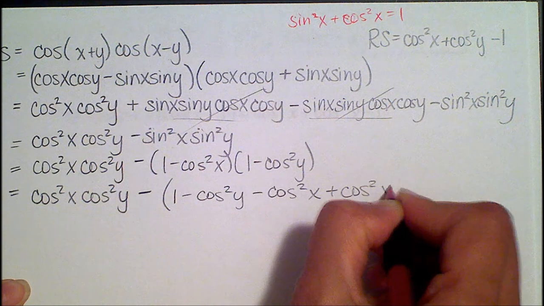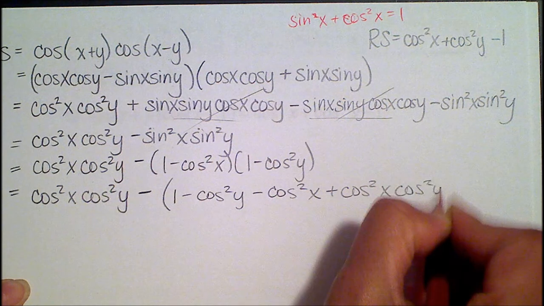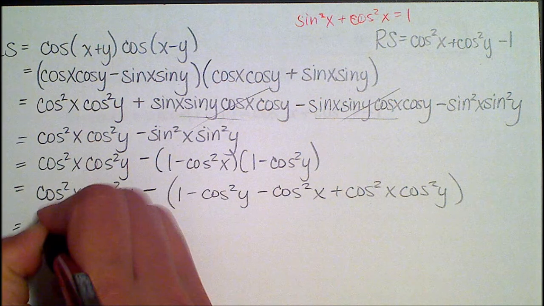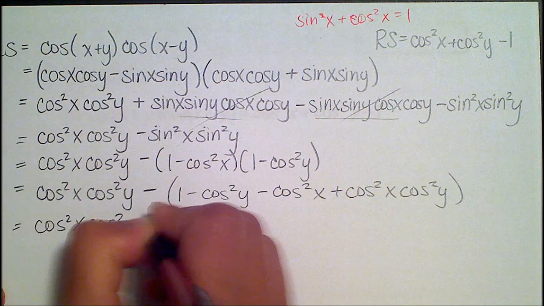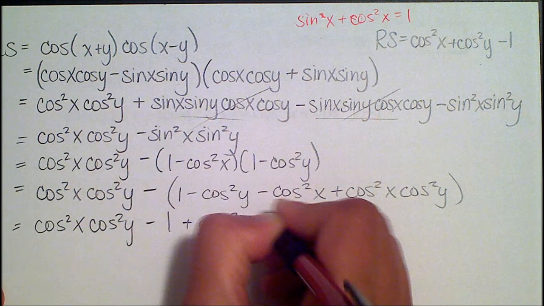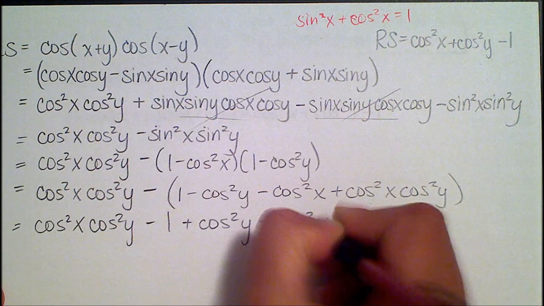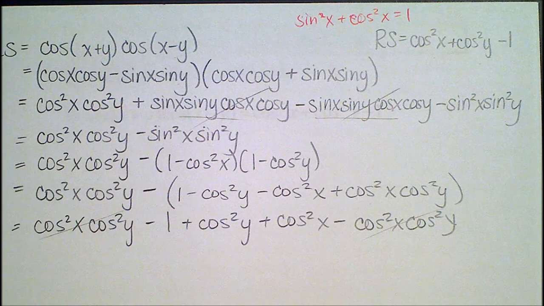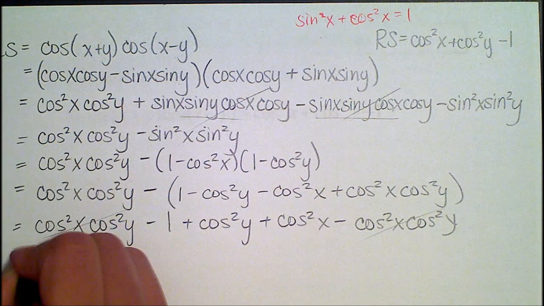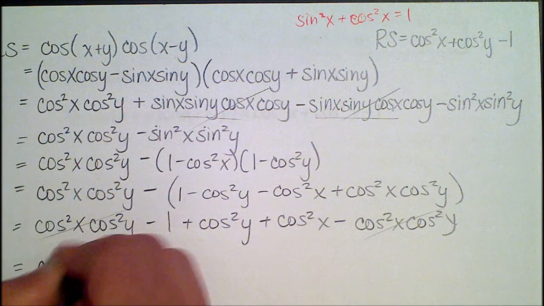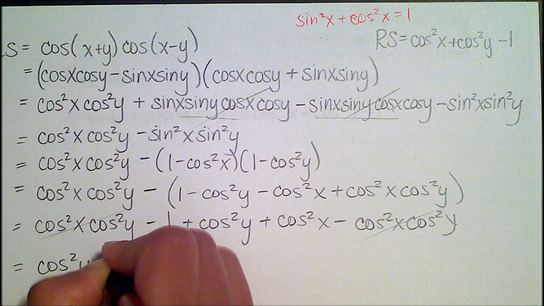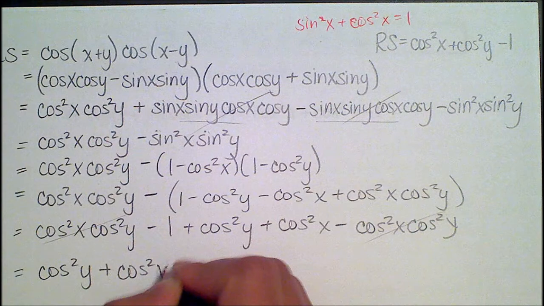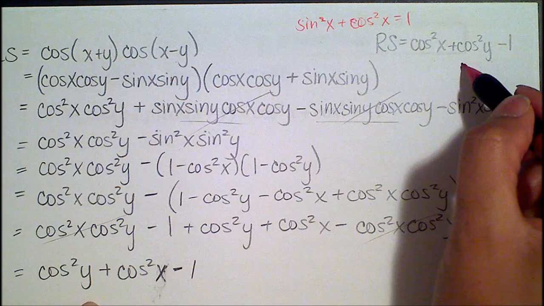And if I simplify this even further, there's no like terms here, so I'm going to expand that negative that's at the front. So I have cos squared x cos squared y minus 1 plus cos squared y plus cos squared x minus cos squared x cos squared y. And you'll notice that this term and this term are exactly the same but opposite signs. And so now all I'm left with is cos squared y plus cos squared x, and then minus 1, which is exactly the same as the right-hand side that I have all the way up here. And so the left side is equal to the right side, and we've proven the identity.